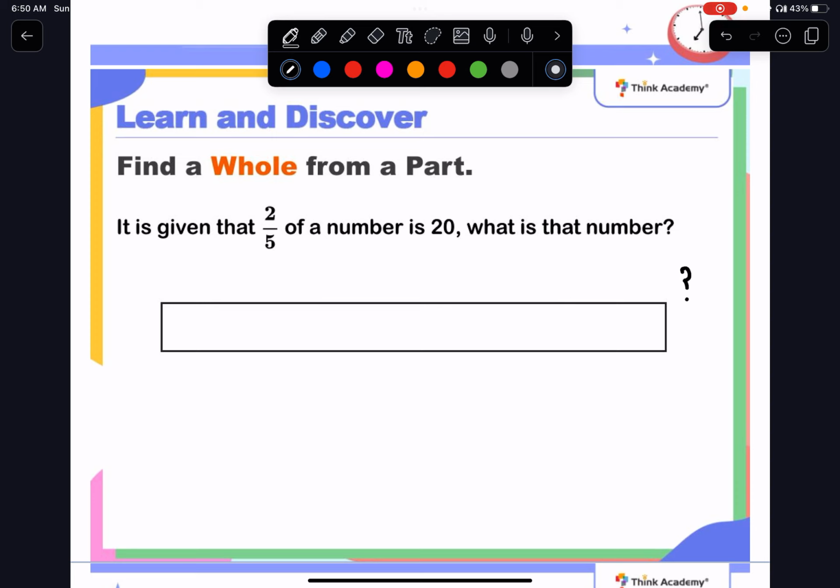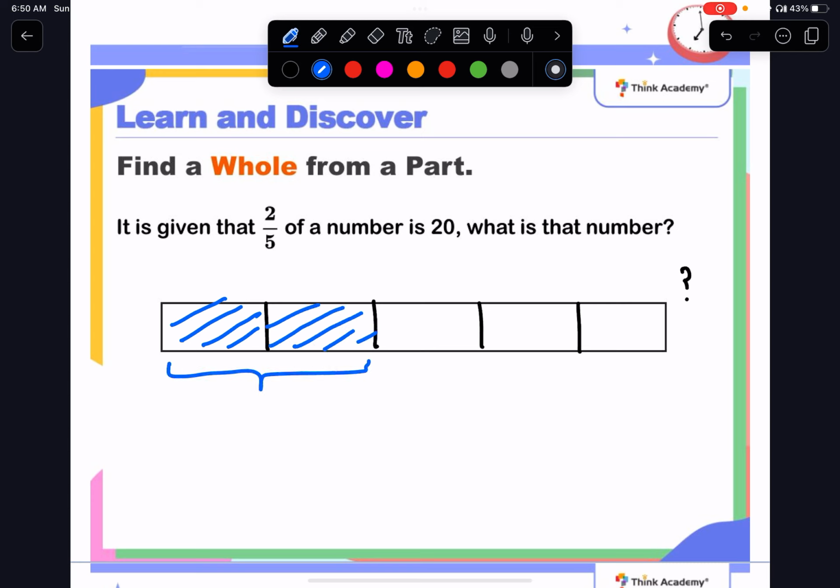So I try to find out what is this number. So just let this bar be that number. If I cut this bar into 5 equal pieces, like what we have just done, and I take 2 parts out of it, it is 20. So this is the meaning. So when I cut the number into 5 equal pieces and I take 2 parts out of it, this part is 20. So what is the whole? We can use the same method. Because 20 represents 2 parts, right? So we can do 20 divided by 2 to get the value of 1 part. And 1 part is basically 10.